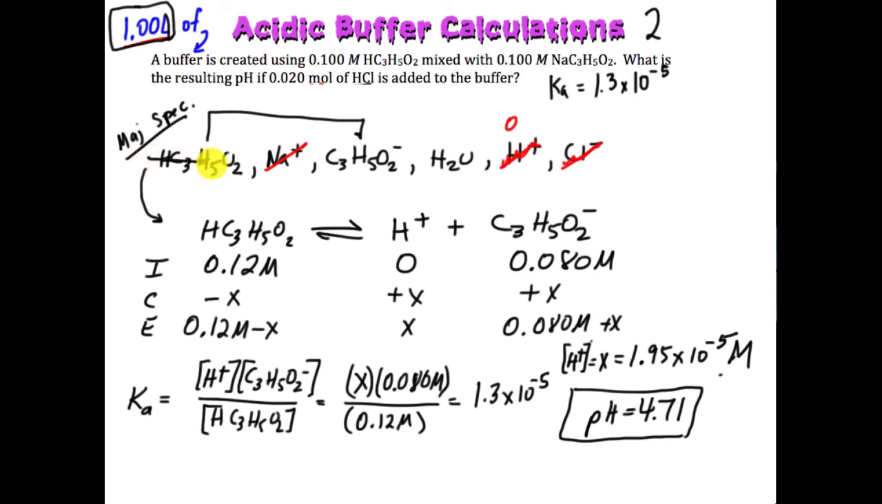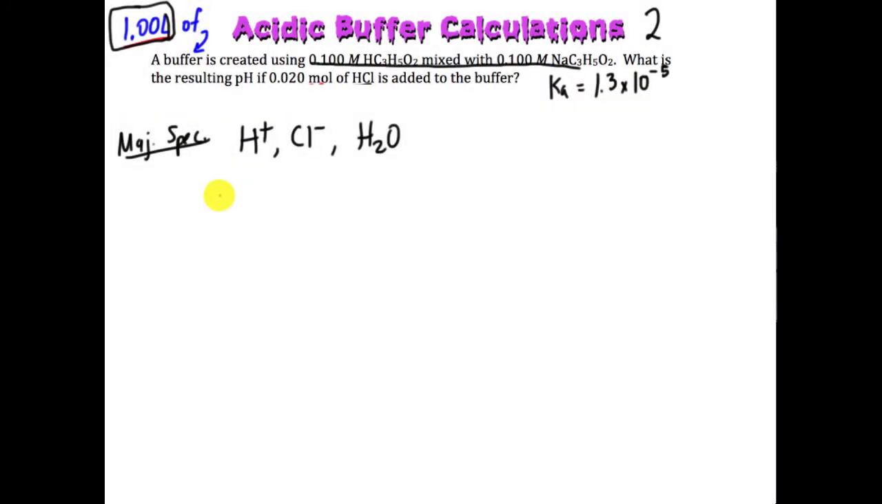One last thing I want to show you is what happens if I didn't have the buffer. What if I took out this portion here and all I had was just the strong acid? What if I don't have a buffer, but what I did was I just add 0.02 moles of hydrochloric acid to the water? And I'm going to show you that real quick. Okay, so the major species that I have, if I drop out the buffer, are just the hydrogen ion, the chloride ion, and the water.